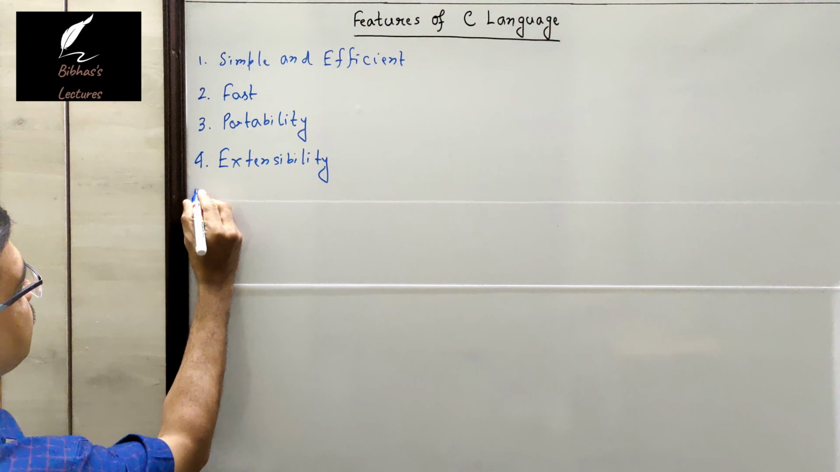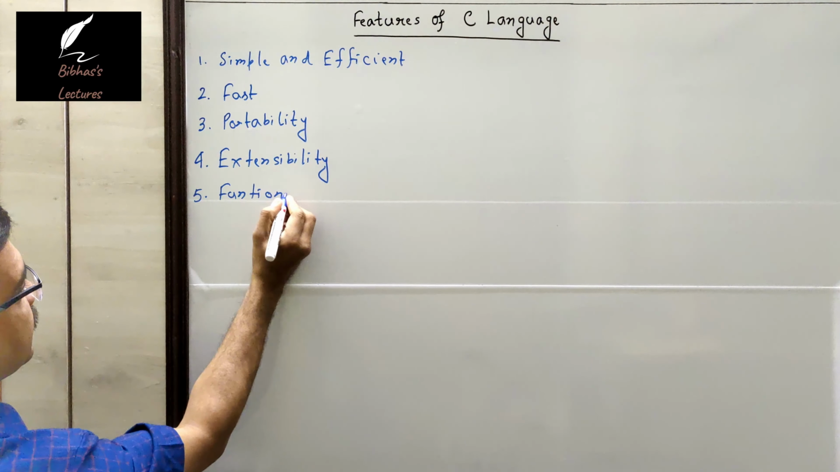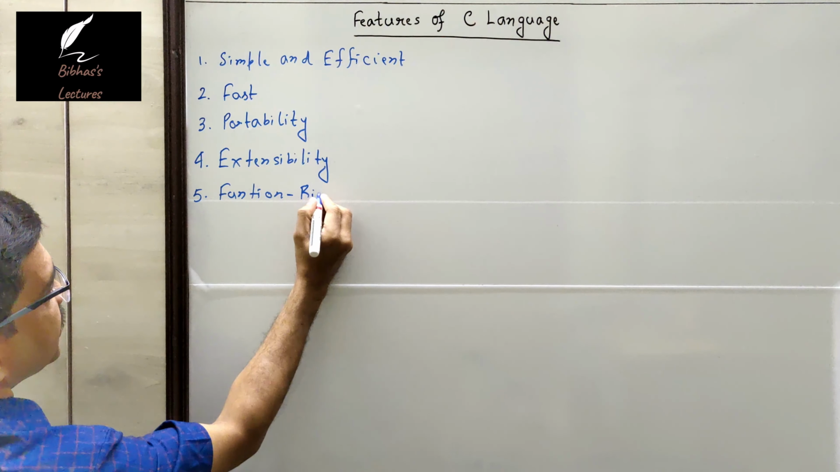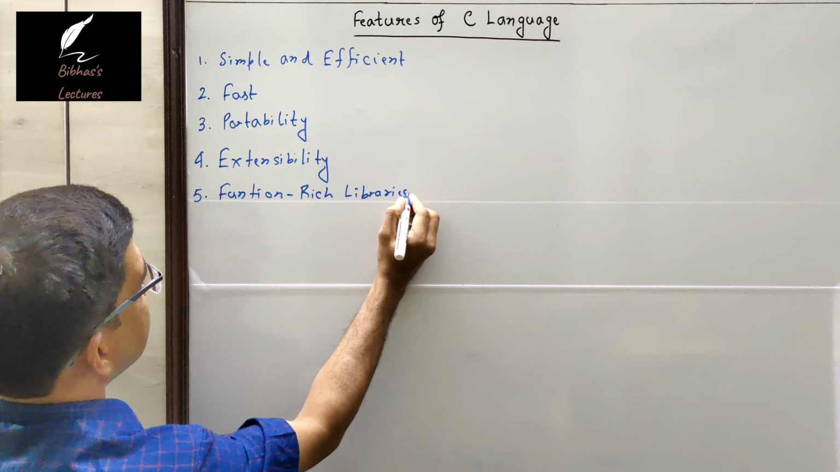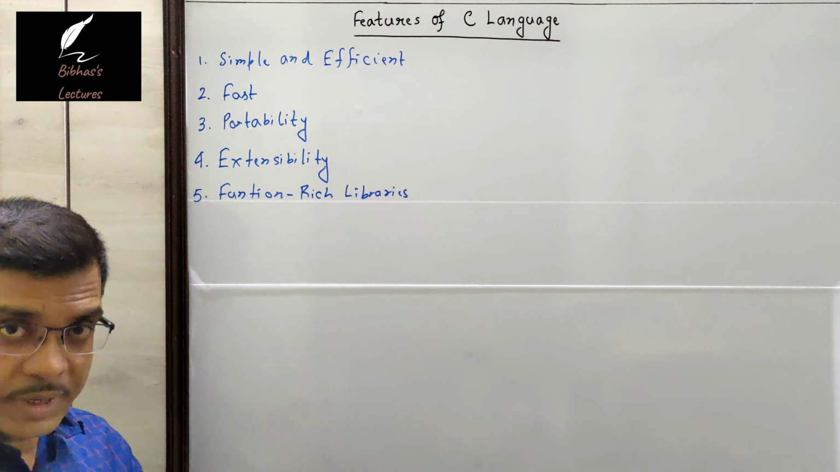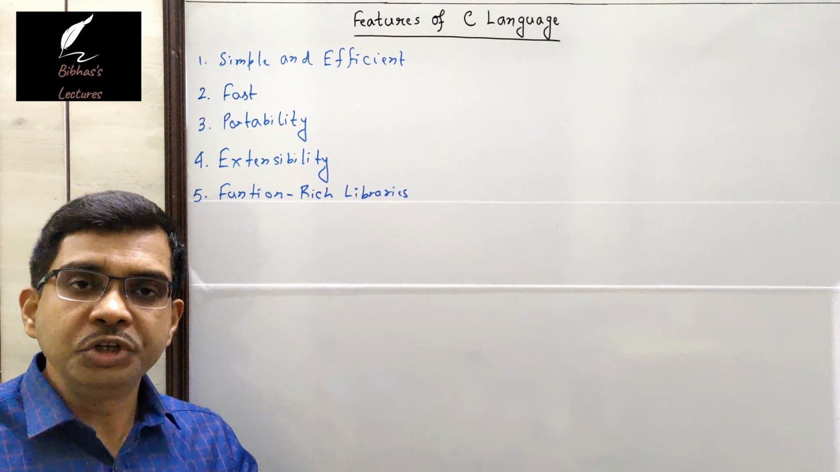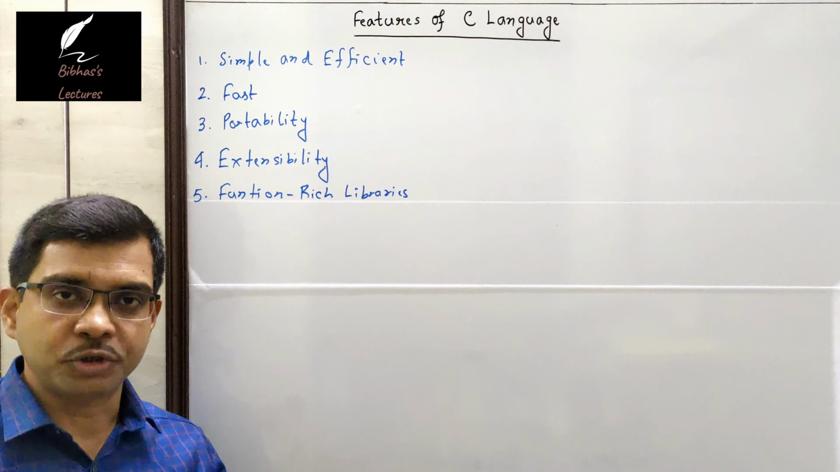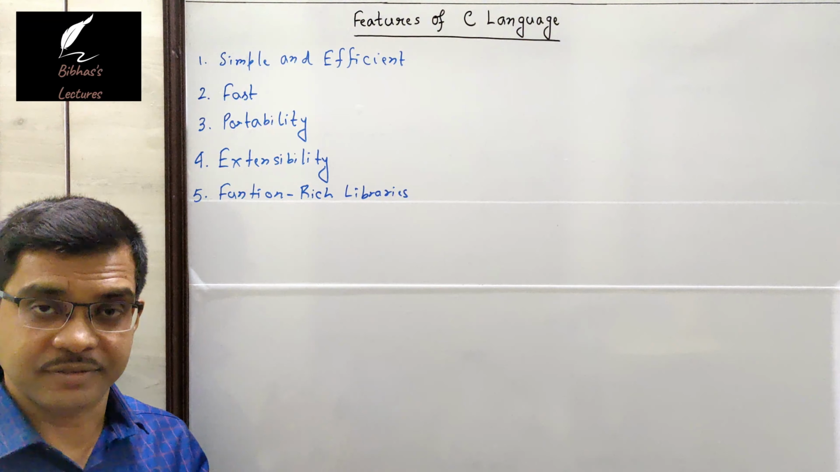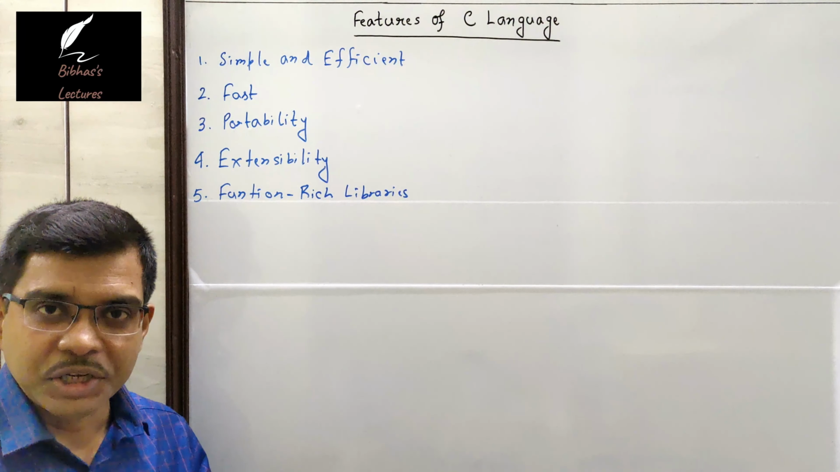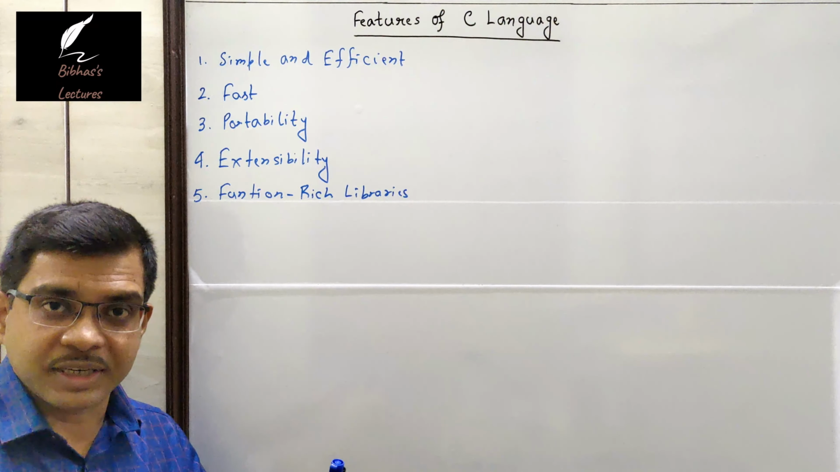Number 5, the C language has function rich libraries. That means suppose a new programmer does not know many syntaxes or have many programming or logical skills initially. With the help of these system defined functions, built-in functions, the user can write simple code.